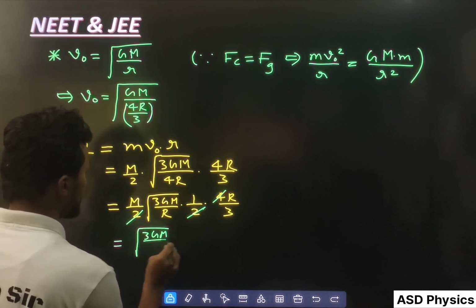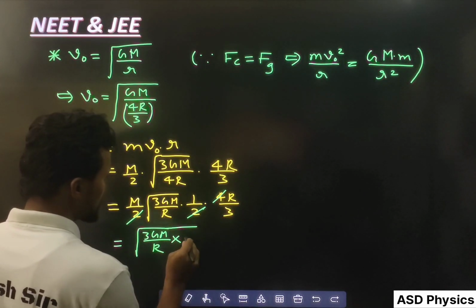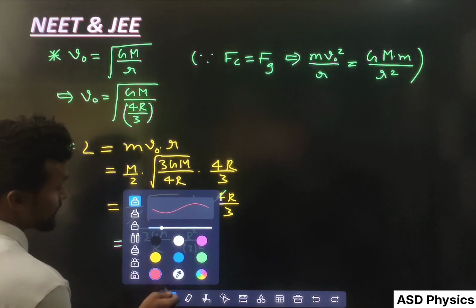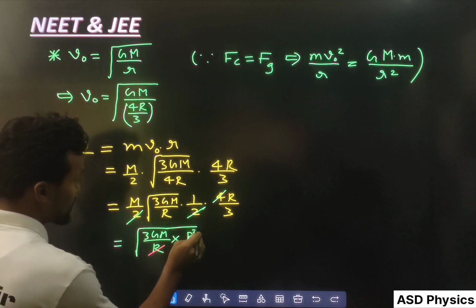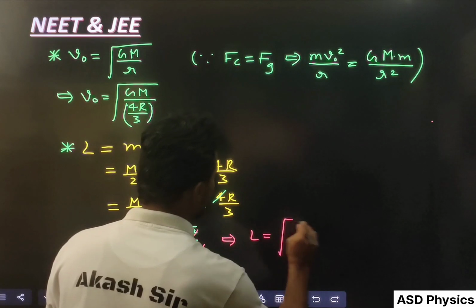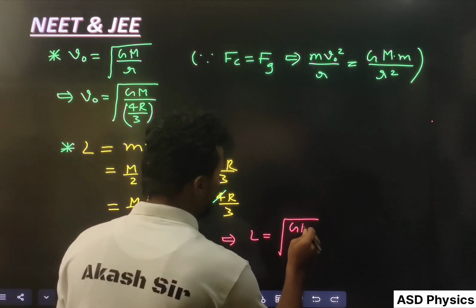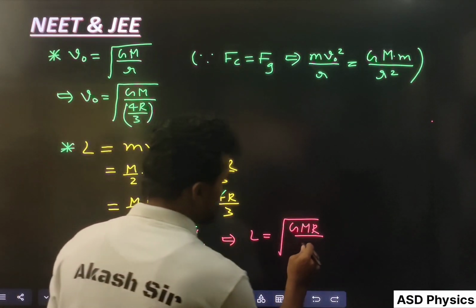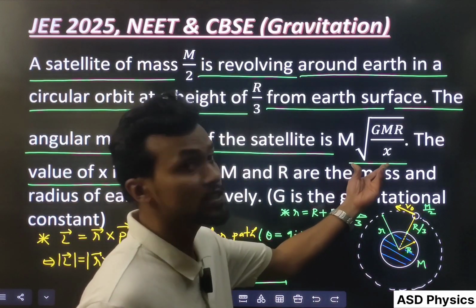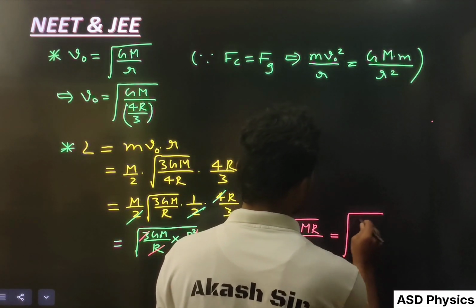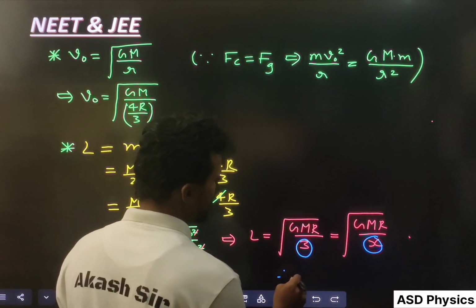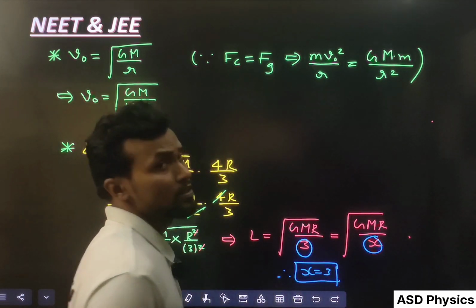Now root 3GM by r, if I keep r by 3 inside the square root, it becomes r square by 3 square. Now what will cancel out? From this r, one r is cancelled, and from this 3, one 3 will cancel. That means we can write very easily L equals root GMR by 3. And on this side, what expression is given? Root GMR by X. So when we compare, here we see X, here we see 3, hence the value of X will be 3.